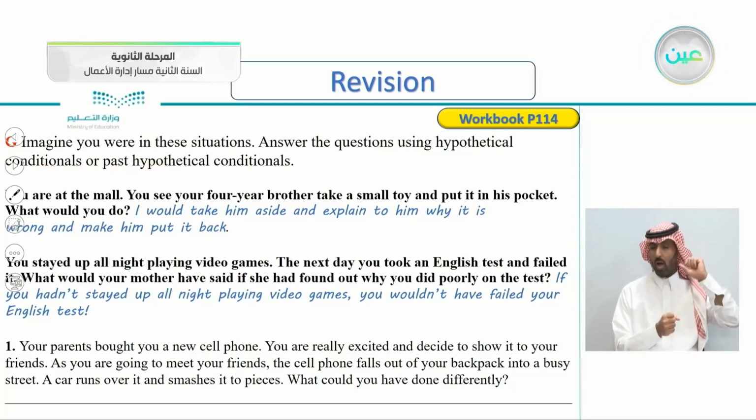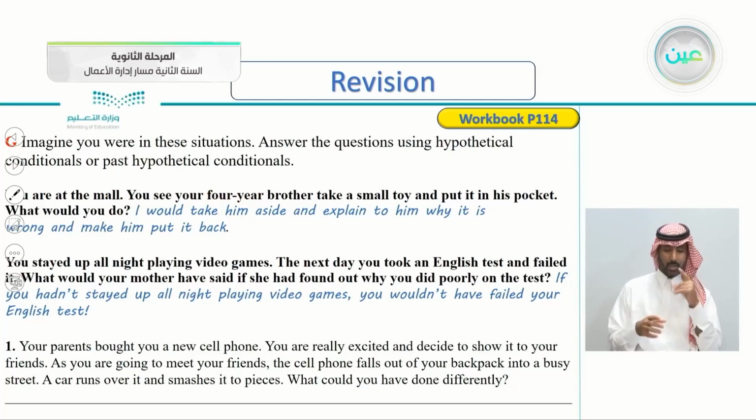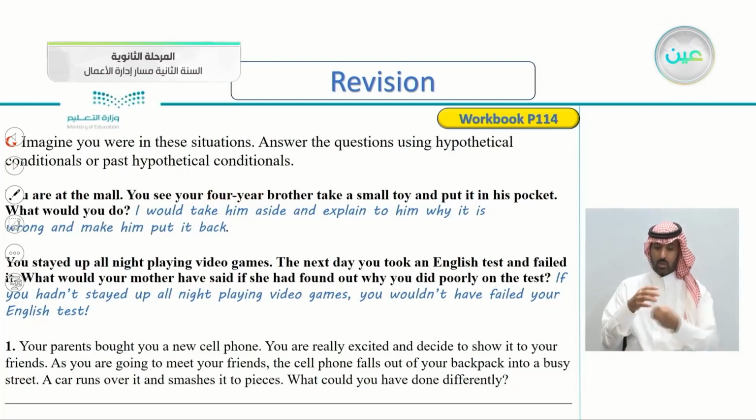So we have two done here. You are at the mall, you see your little brother, who is 4 years old, take a small toy and put it in his pocket. What would you do? The answer: I would take him aside and explain to him why it is wrong and make him put it back.